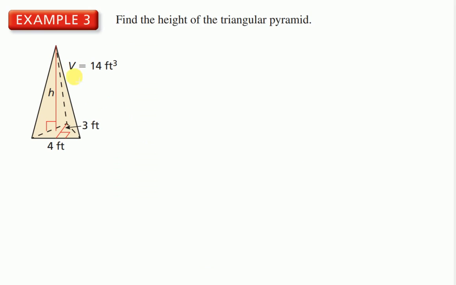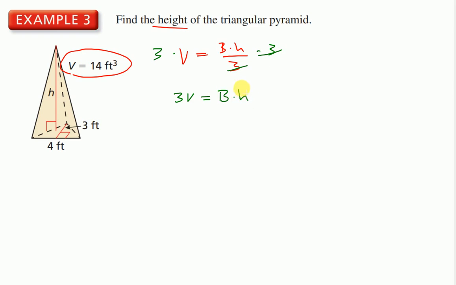Find the height. We know the volume, and we're given the dimensions of the base. This time we want to find the height. Volume is 1/3 base times height, or base times height divided by 3. This time I'm going to solve the literal equation for height. We'll do times 3 on each side, and that cancels this out. Now we have 3V is equal to base times height. We're solving for height, so we have to divide by B on each side.